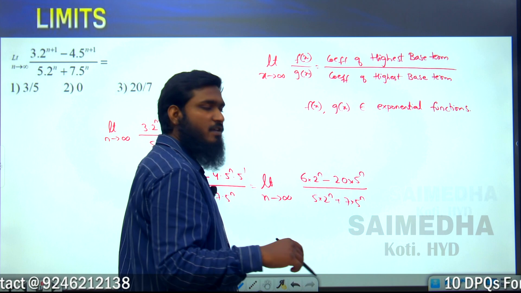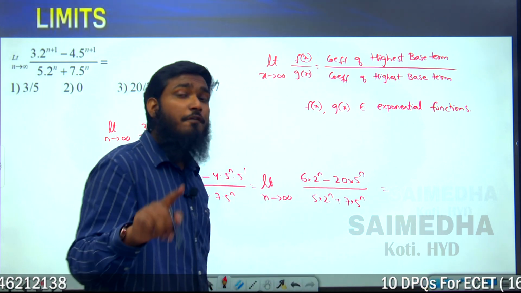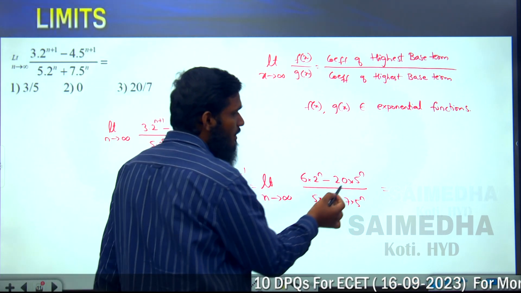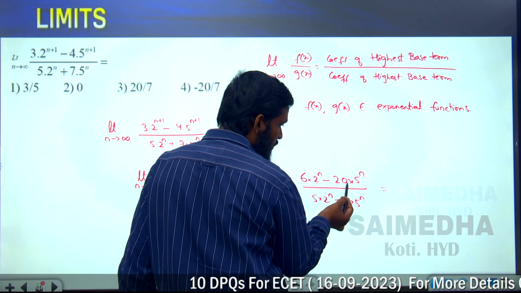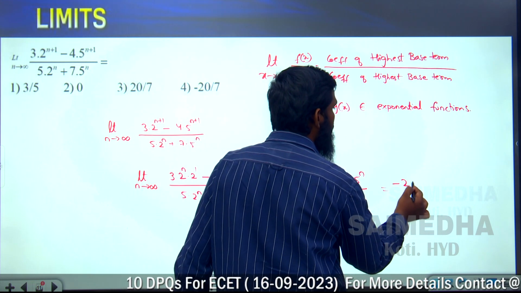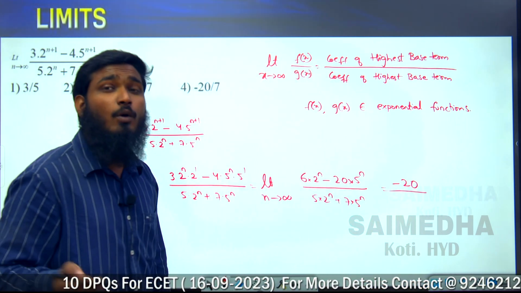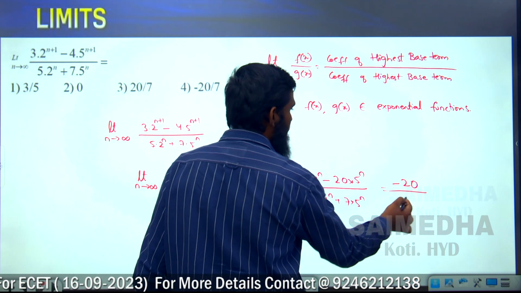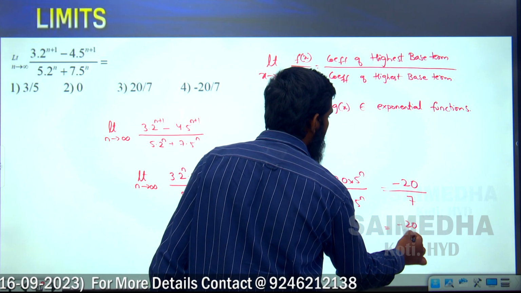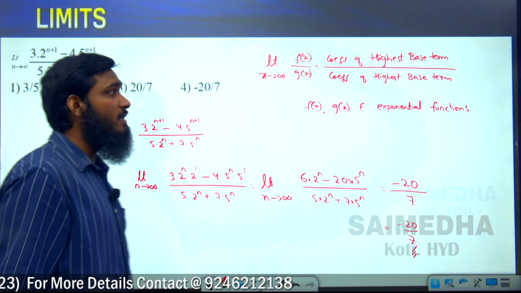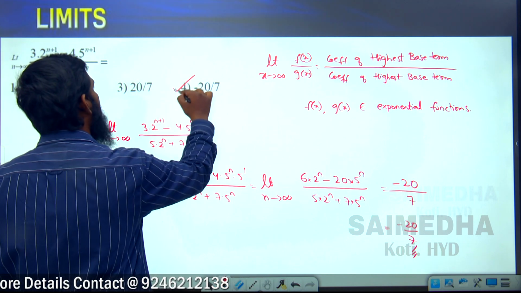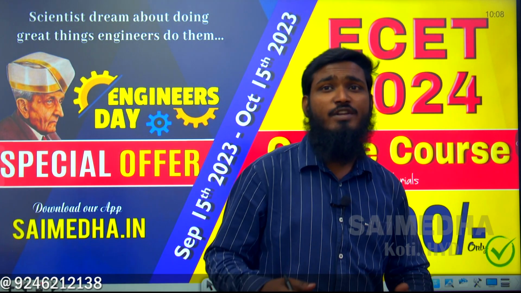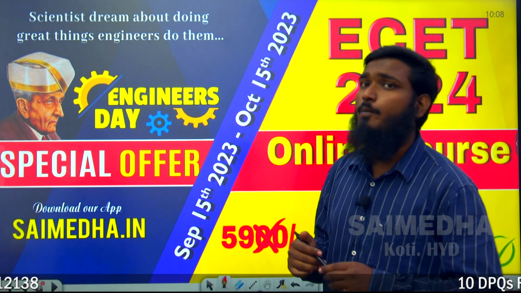So we have to take out the coefficient of that part. Okay. Now what is the coefficient of 5 power n? The coefficient of 5 power n in the numerator is minus 20, divided by, okay. Now what is the coefficient of 5 power n in the denominator? 7. So we are getting the value as minus 20 by 7. So minus 20 by 7 means the fourth option is correct.